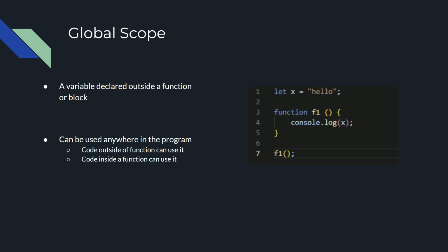It can be used outside of a function. Anything outside of a function can use that variable, and code inside of a function can also access it. In the example on the right, we have a function called f1, and in it we're just logging the variable x. Then we call f1, and if you were to run this, it would print out hello on your terminal. Global scope is a tricky thing to work with. It's generally advised not to have variables in the global scope, because of some of the issues that can arise, which we'll talk about later on.